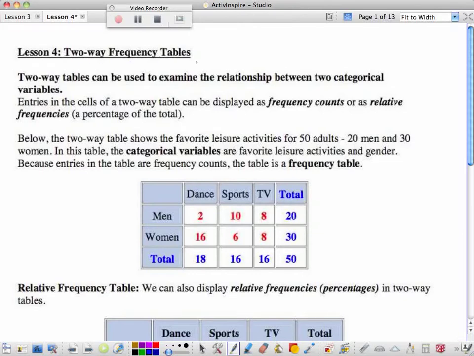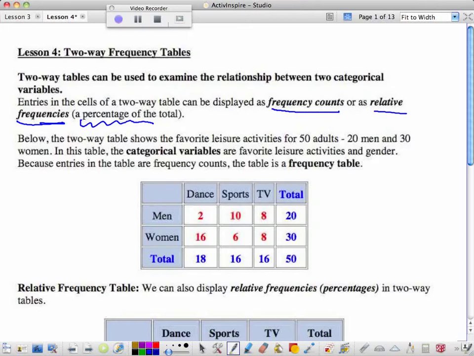Okay, so two-way frequency tables. Two-way frequency tables can be used to examine the relationship between two categorical variables. So two categories, right? Two categorical variables. Entries in the cells of a two-way table can be displayed as frequency counts or as relative frequencies. And relative frequencies are simply a percentage. They're just documenting that information you gathered as a percentage, as opposed to just the counts.